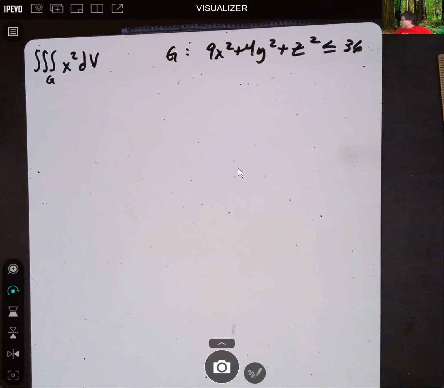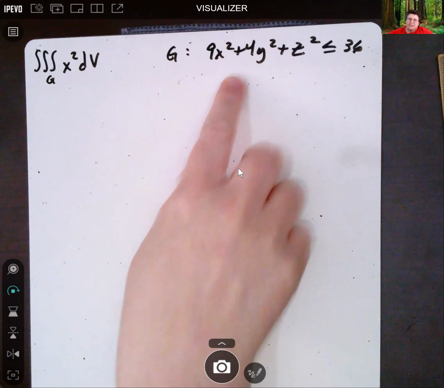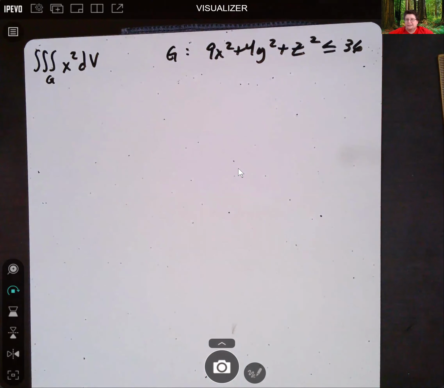Okay, so we're gonna integrate x squared over the region 9x squared plus 4y squared plus z squared is less than or equal to 36. This is an ellipsoid, which is gonna give me difficult boundary conditions. I don't even want to write the equations for the boundary conditions in an ellipsoid. I think it would take me far too long to set up.